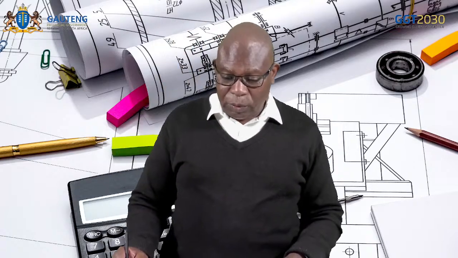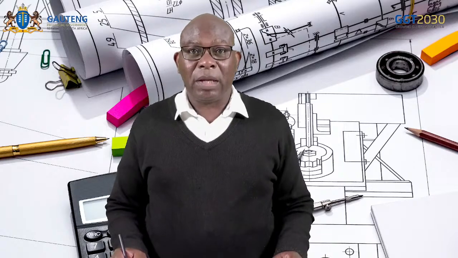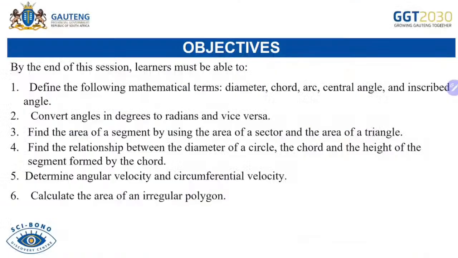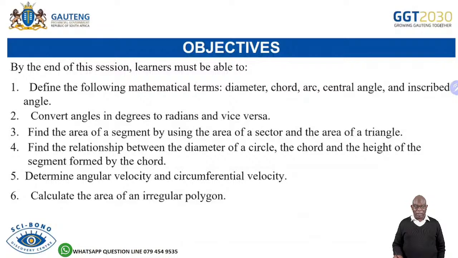Today we're going to be looking at the topic that is in paper 2, which is circles, angles, and angular movement. Today's lesson will have the following objectives. The aim of this lesson is that we need to know how to define the mathematical terms.